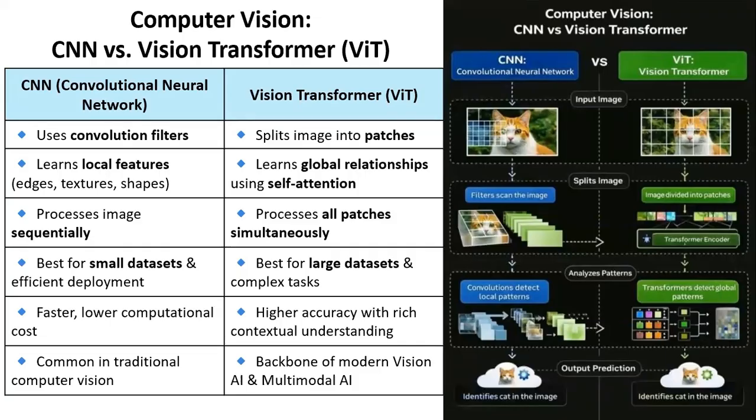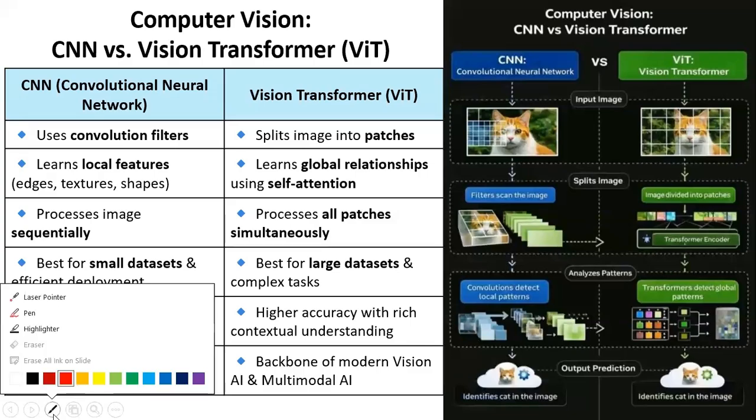Here in CNN, it processes images sequentially, whereas Vision Transformer processes all patches simultaneously. How things actually happen, we'll see on the next slide, but you can look over here. Here are the next differences.